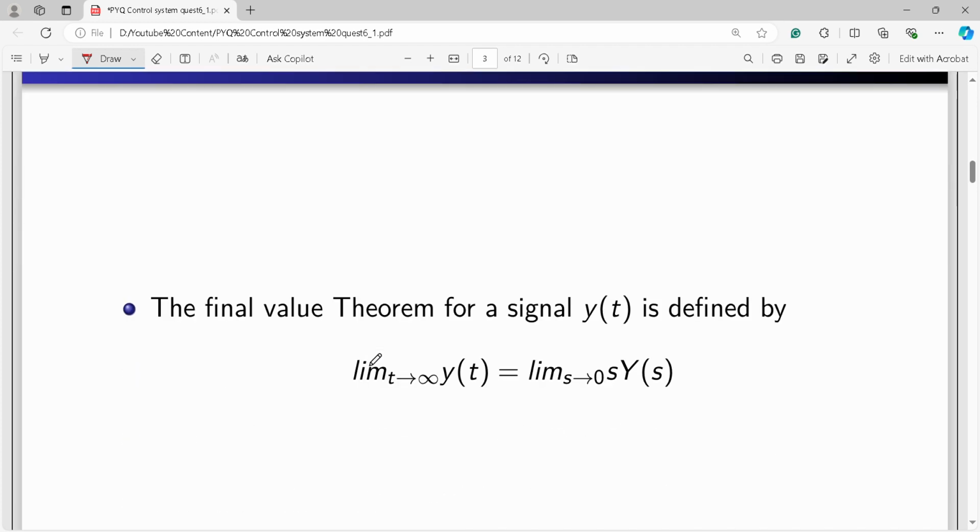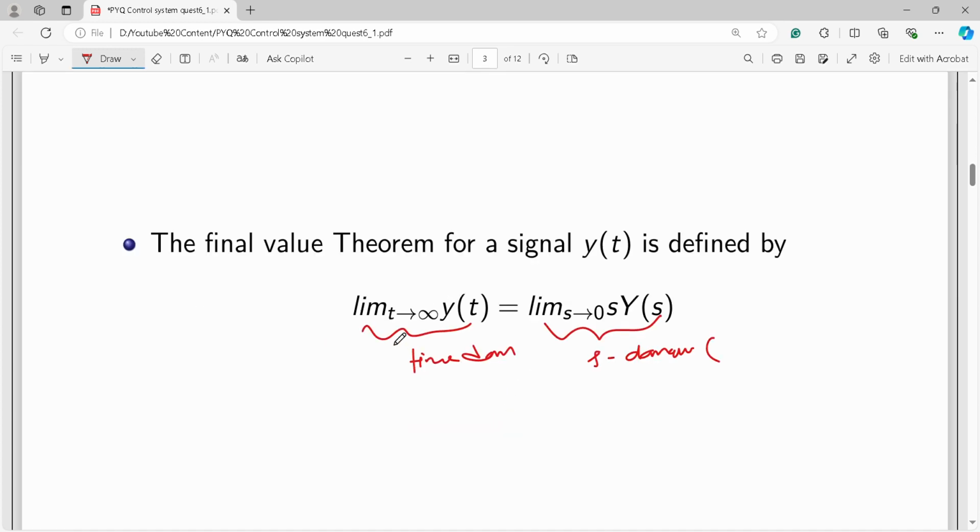So for this, the useful data is required. They have given here the final value theorem for a given signal: limit t tends to infinity y(t) is equal to limit s tends to 0 of s·Y(s). This is in the time domain, and this is in the Laplace domain, the s domain. Generally this is the frequency domain, or we can say the complex domain because a real part and an imaginary part are involved. So simply we can say s domain, and this is the time domain.